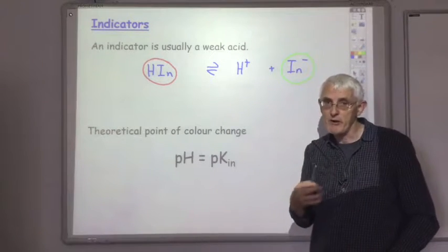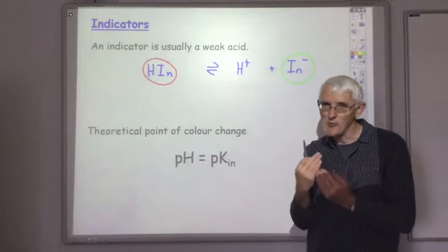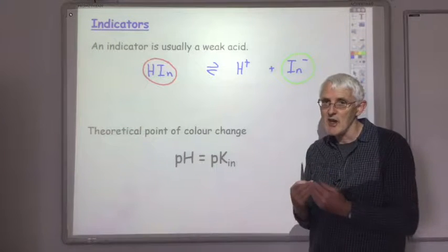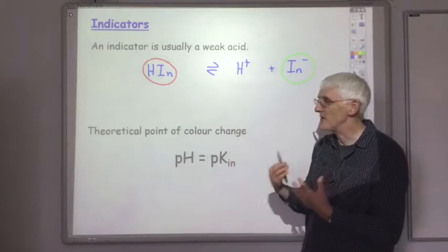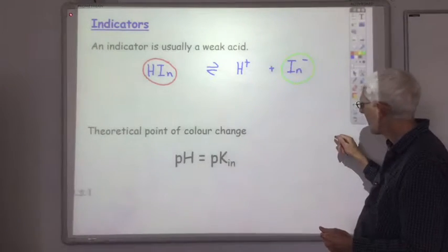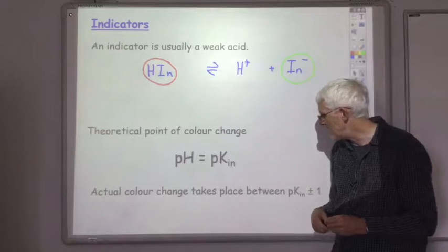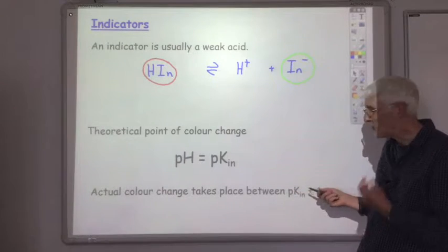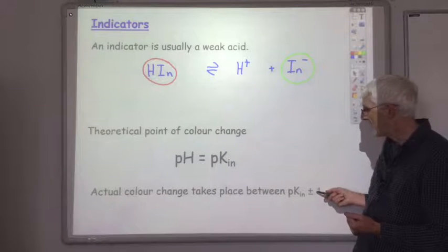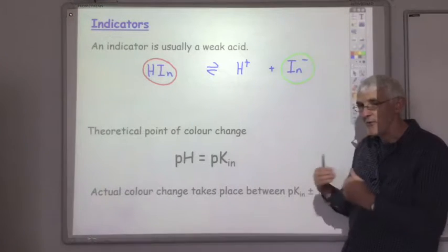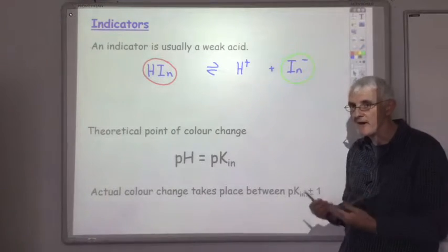Now, with our puny human eyes, we can't quite detect that change, and we need to see a broader change in the pH in order to be able to detect it with our eyes. And the general rule of thumb is that we can detect the colour change when the pH changes from the pK value minus 1 to the pK value plus 1.